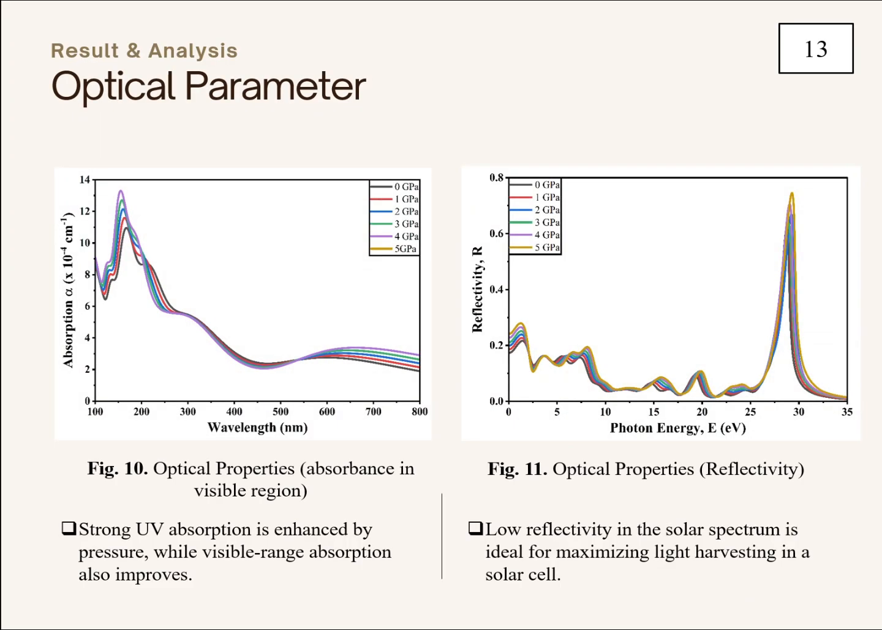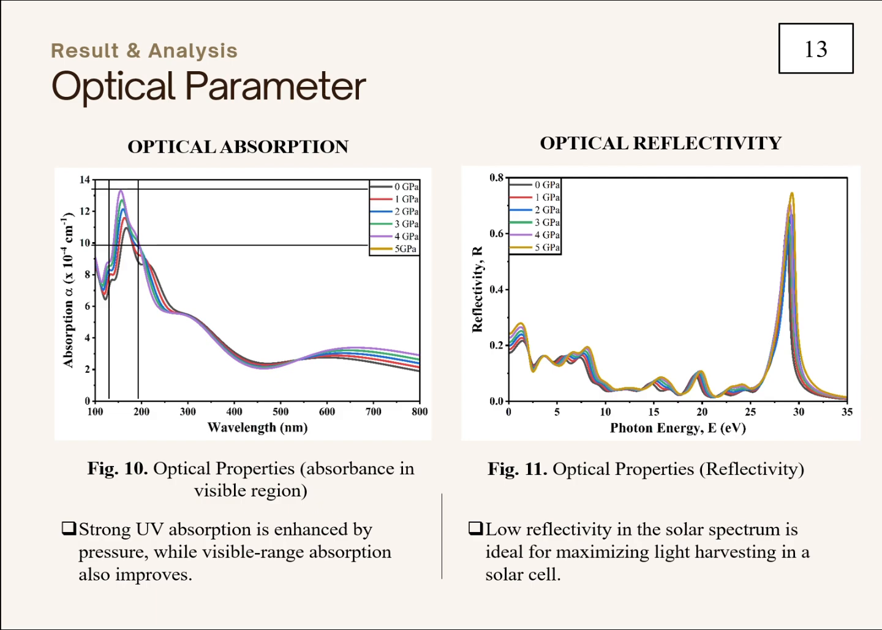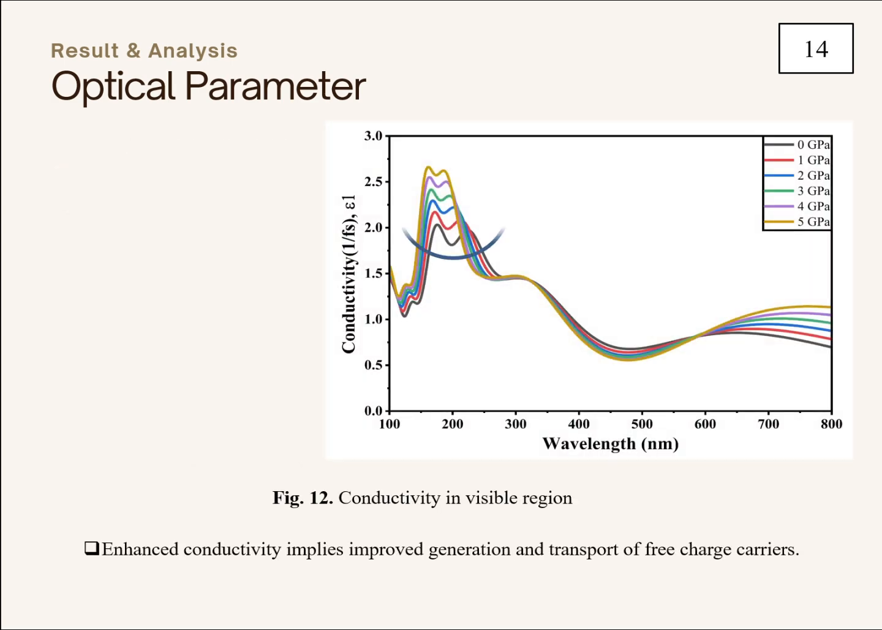After that, the optical parameters. Here the left figure 10 is indicating optical absorption at the very first wavelength. We can see that from 100 to 200 nanometer, with respect to the pressure, the absorption rate is high enough. And if you go to the optical reflectivity, the same is true for optical reflectivity.